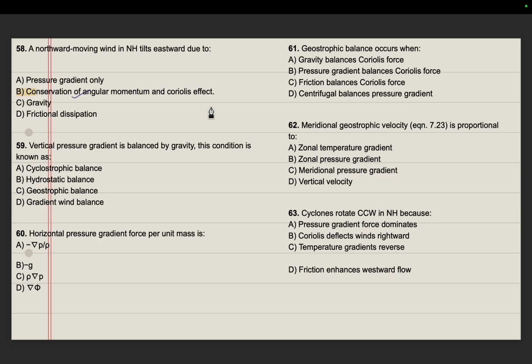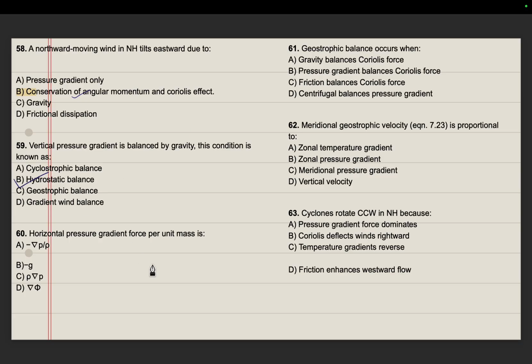In question 59, vertical pressure gradient is balanced by gravity. This condition is known as what? Cyclostrophic balance, hydrostatic balance, geostrophic balance, or gradient wind balance. Hydrostatic balance. Yes, this is known as hydrostatic balance.